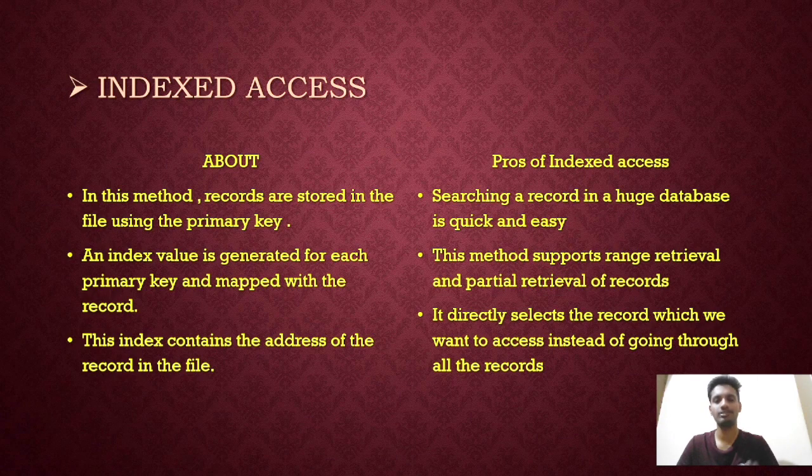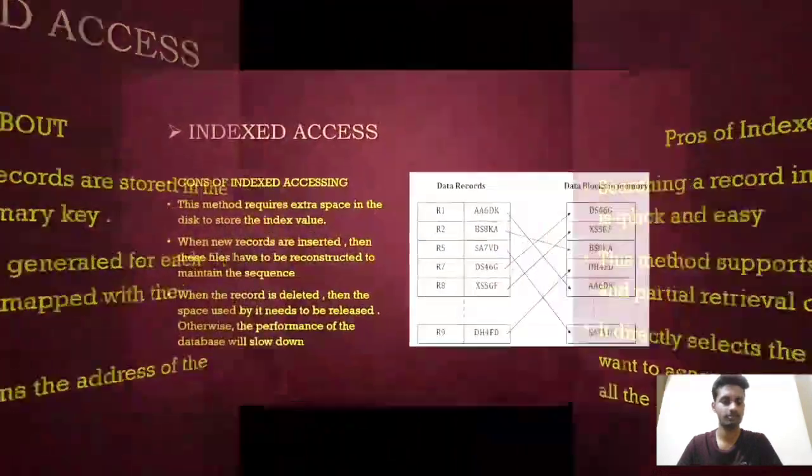It has pros and cons. The pros include that searching for a record in a huge database is quick and easy, as you can just access the file with its key. This method supports range retrieval and partial retrieval of records. It directly selects the record which we want to access instead of going through all the records.